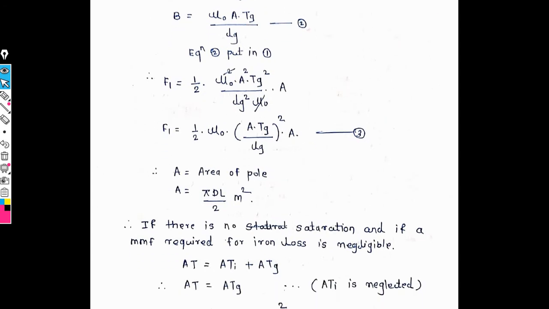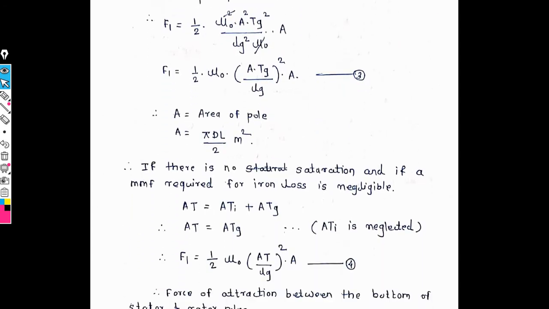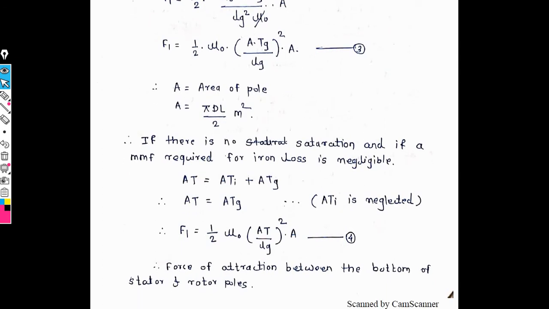At that instant, we have to calculate the mmf required for stator and rotor, which is measured in ampere turns. AT is equal to ampere turns in iron plus ampere turns in gap. ATG means mmf in gap, and we also have to calculate ampere turns in iron. Here the iron loss will be considered 0, so the mmf in iron is 0. That means it is neglected.